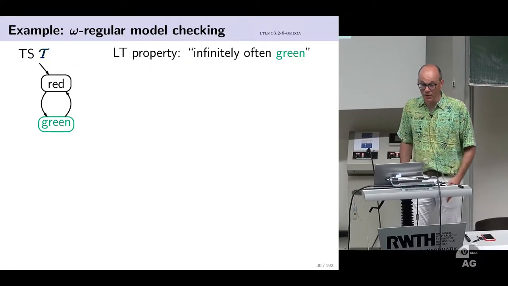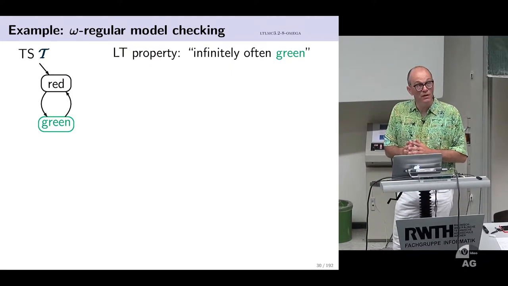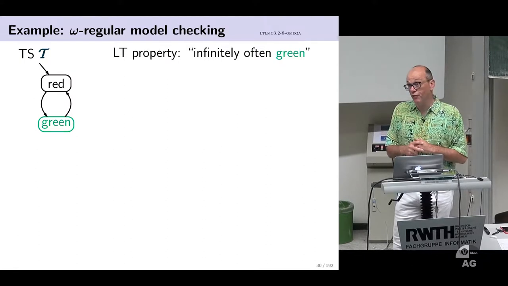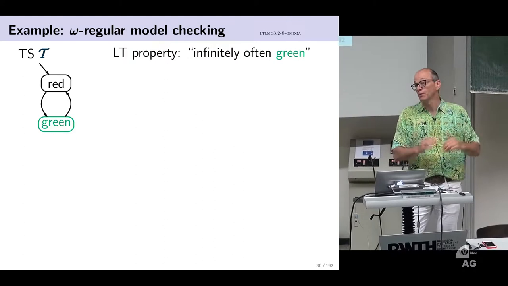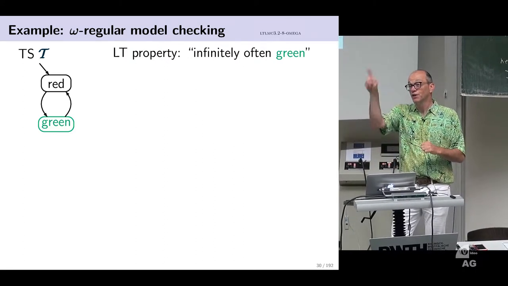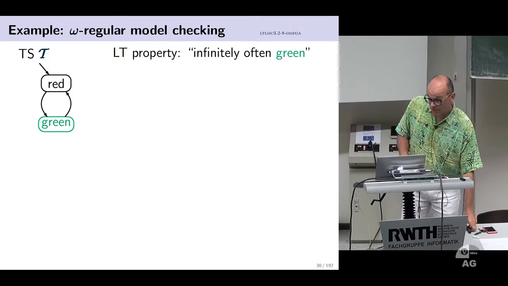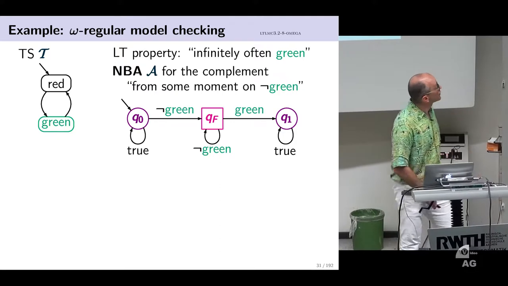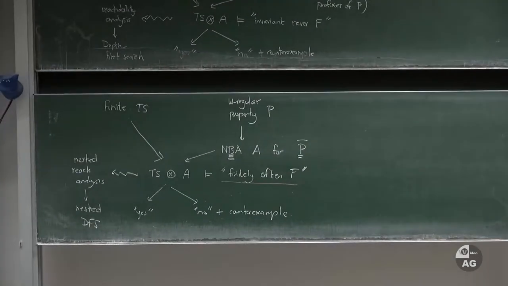Good, so here's an example. A very simple transition system, two states, red and green. Suppose I want to check the property infinitely often green. Now, intuitively for us, it's clear that this property is satisfied because you can only cycle around and you get infinitely often green, right? Now, I'm going to apply this strategy. So the first thing we're going to do is construct an NBA for the complement.